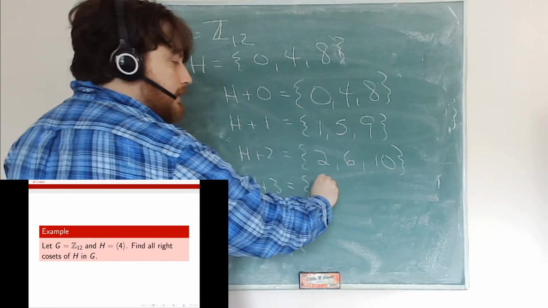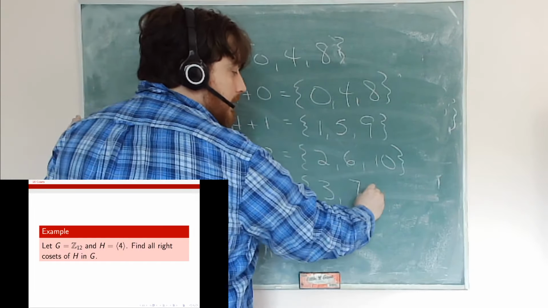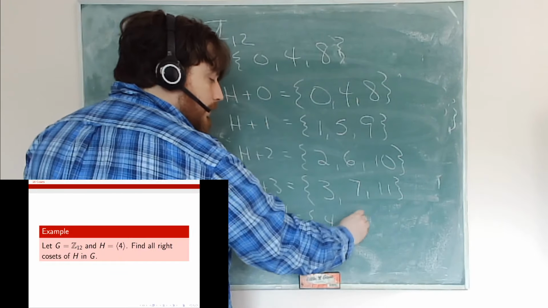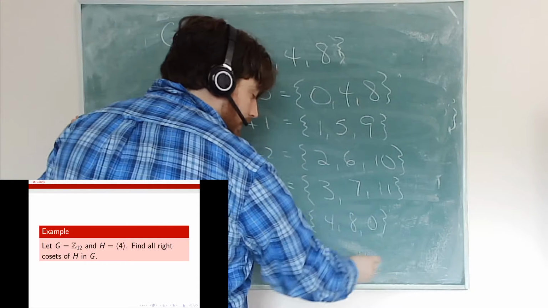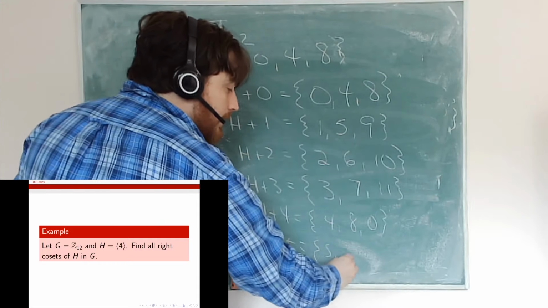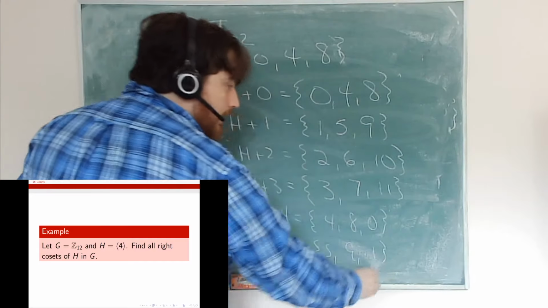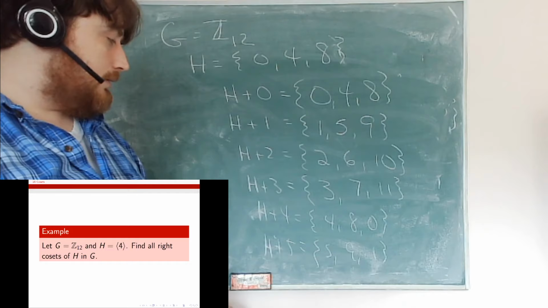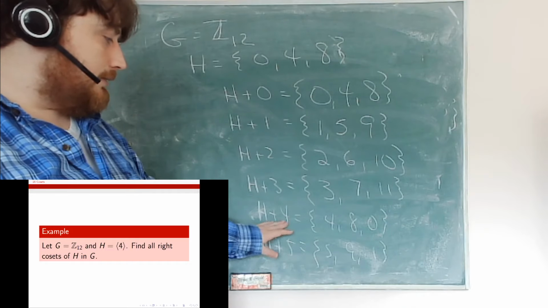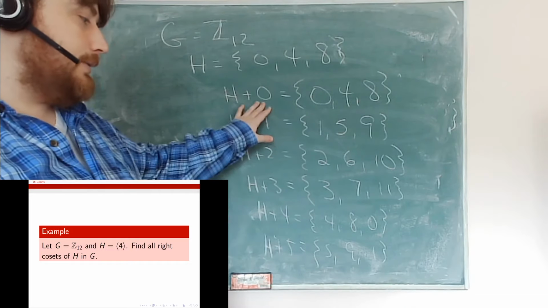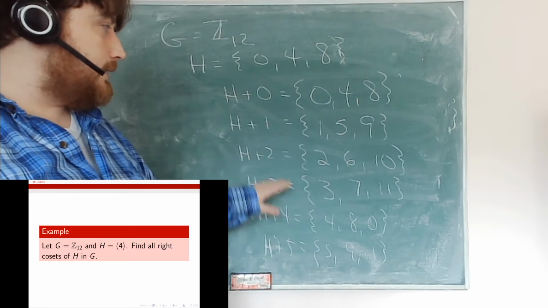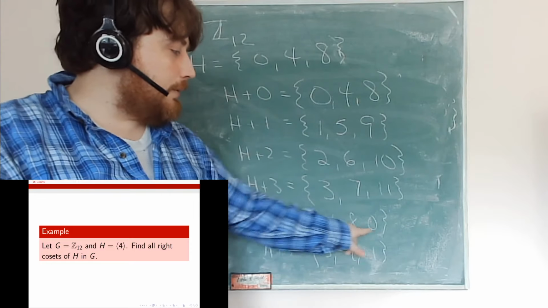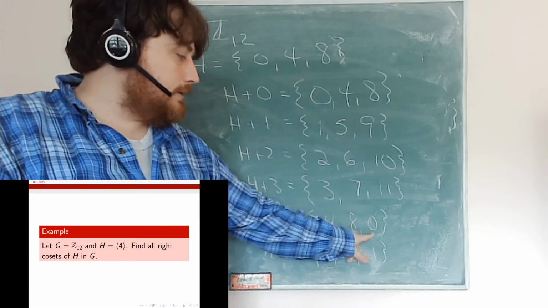H plus 3 is 3, 7, 11. What's H plus 4? 4, 8, 0. H plus 5 is 5, 9, 1. What do we notice about H plus 4 and H plus 5? Well, H plus 4 is just H plus 0, isn't it? And H plus 5 is just H plus 1. No, they're actually the same, because remember, ordering for sets doesn't matter.